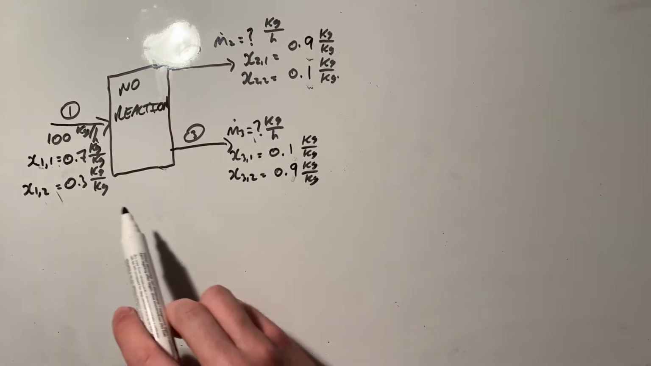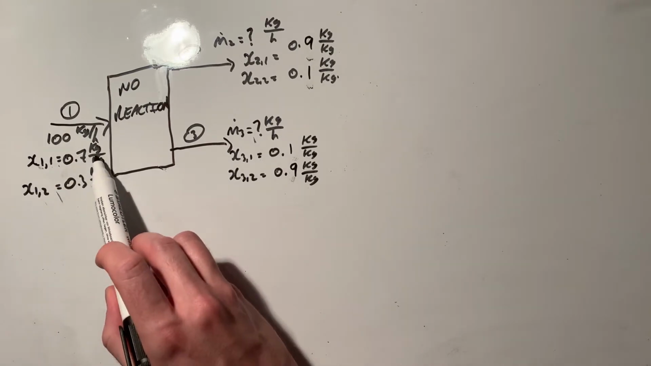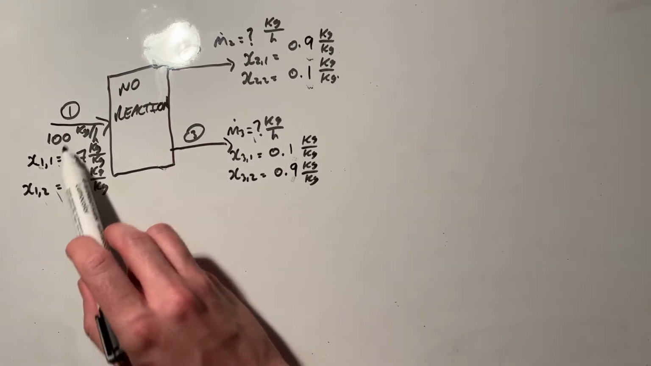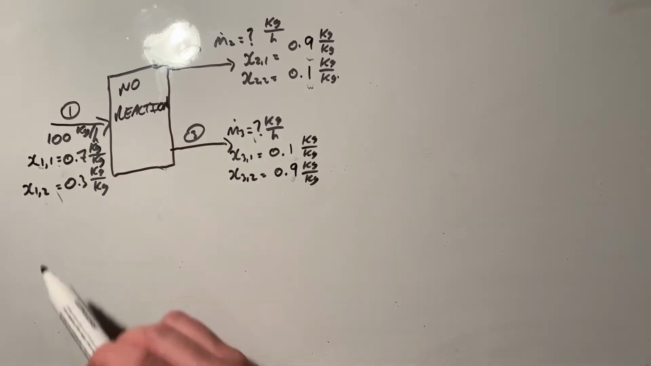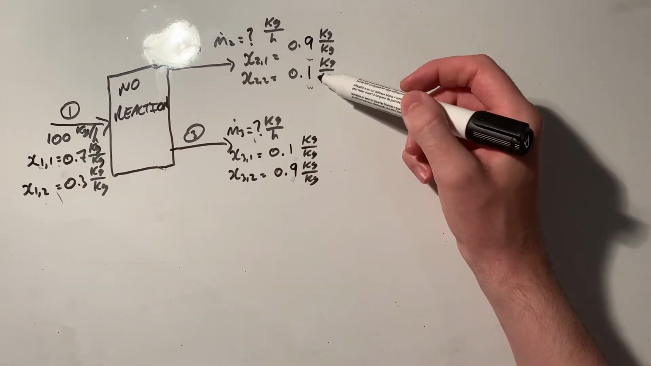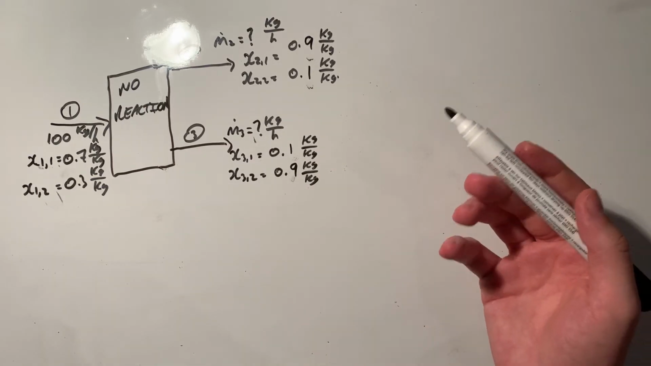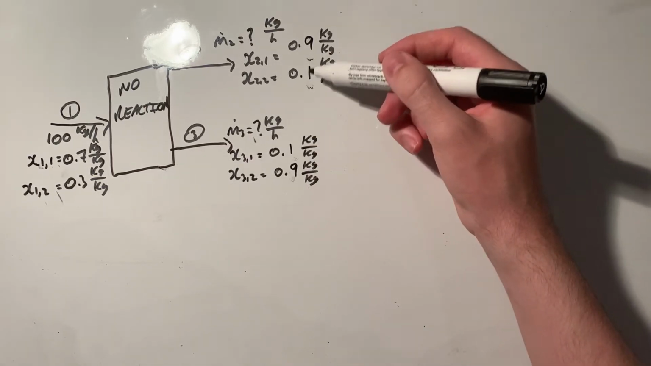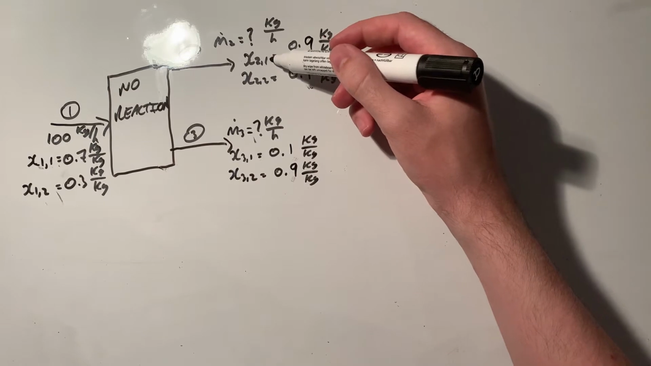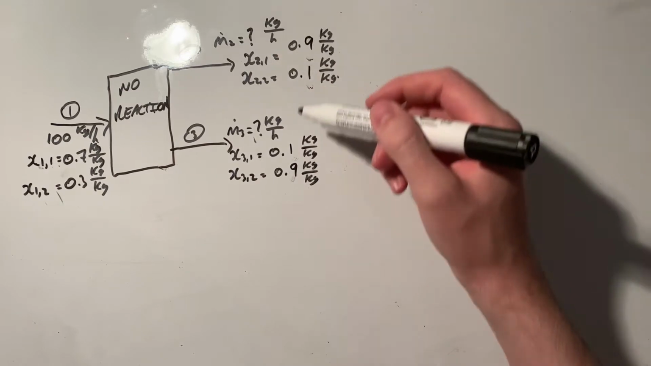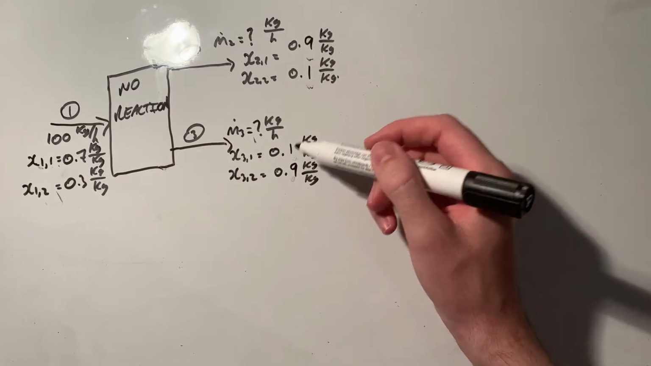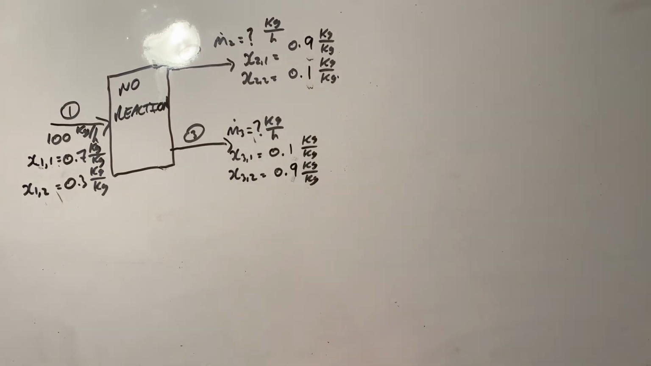Notice how, because it's a binary system, in all of our streams, our mass fractions sum to 1. So for stream 1, 0.7 plus 0.3 is 1. Stream 2, 0.9 plus 0.1 is 1. And stream 3, 0.1 plus 0.9 is 1. These numbers do not have to be the same, so for example, where the composition of species 1 in stream 2 is 0.9, it doesn't mean it has to be 0.1 here. These numbers have just been selected for ease of calculation during the solution phase.